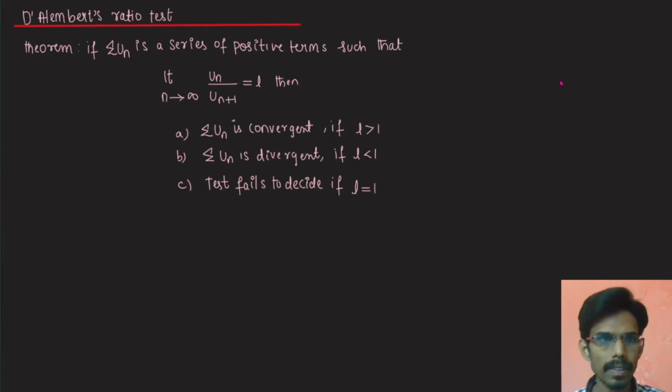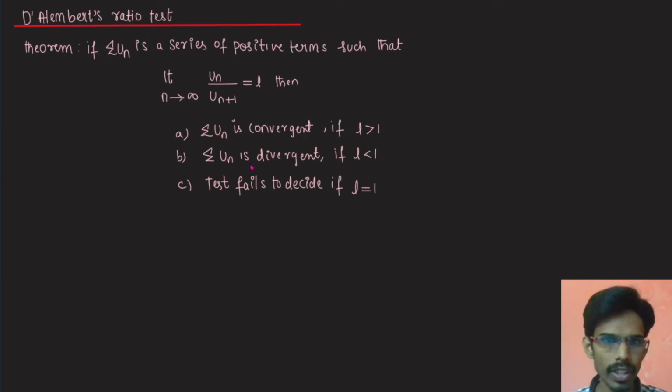Now in this class we will see D'Alembert's ratio test. Here we have a statement: if sigma un is a series of positive terms such that limit n tends to infinity of un upon un plus 1 is some L, then the series is convergent if the value of L is greater than 1.